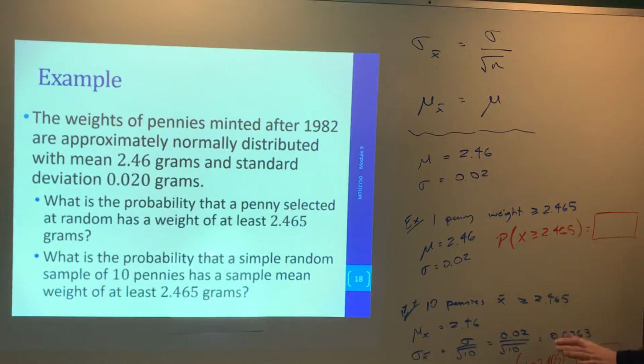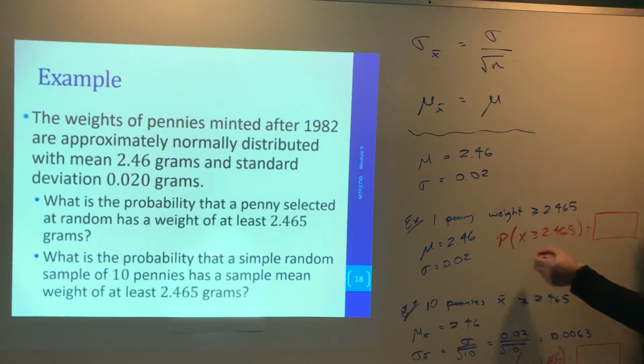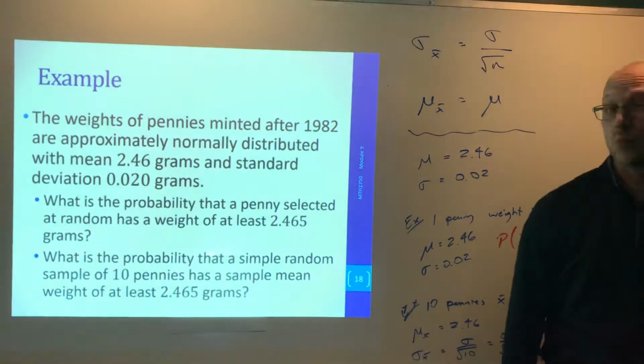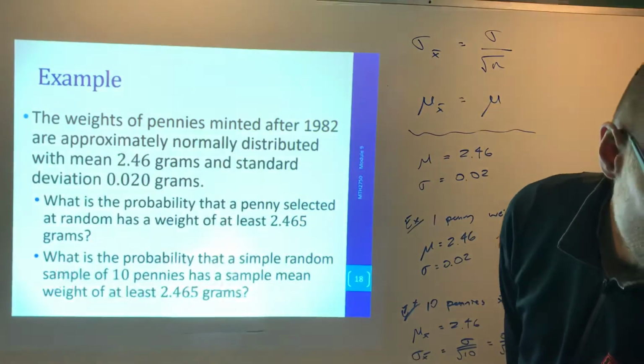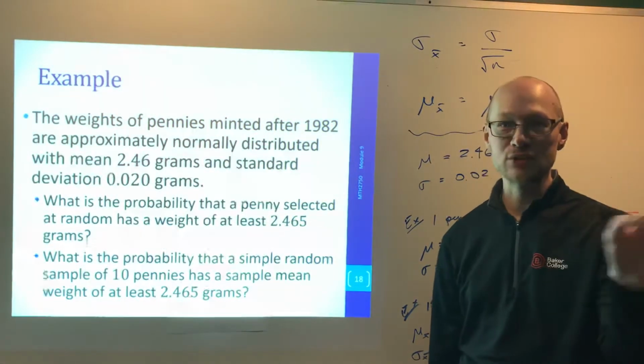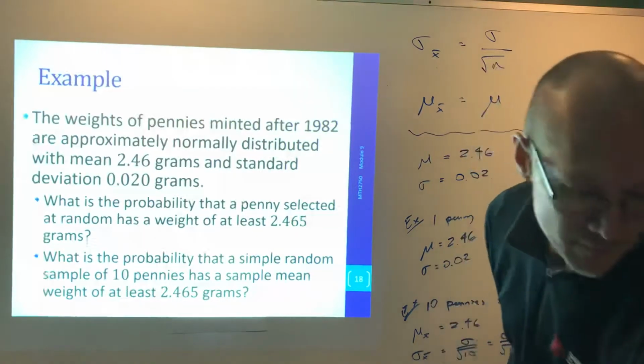But in the second part, we're looking for 10 pennies. And if you can make a prediction about this, is the probability of a single penny weighing more than a higher value, the single penny going to have a higher probability than a group of 10? What do you think? And here, you could pause it right there if you wanted to think about that, or talk to the person next to you as long as you're more than 6 feet from them.